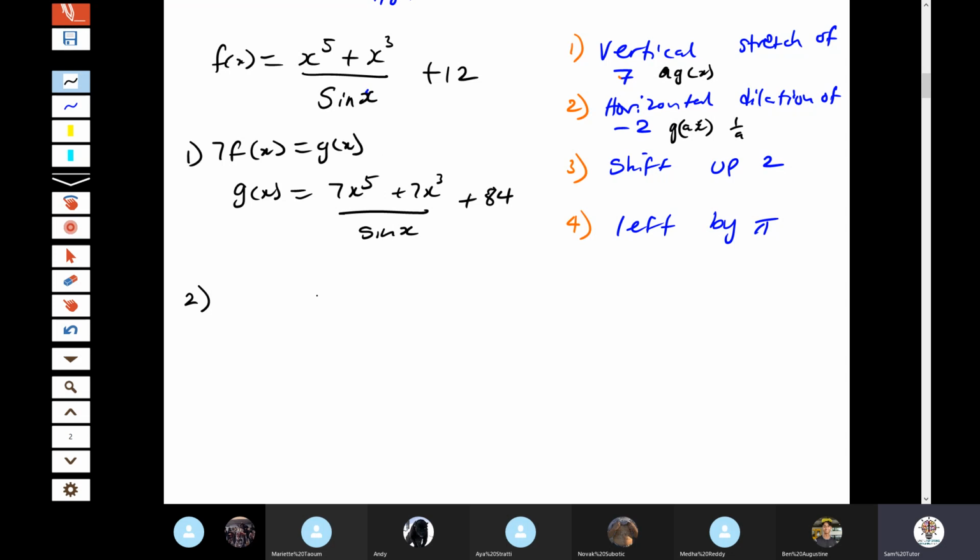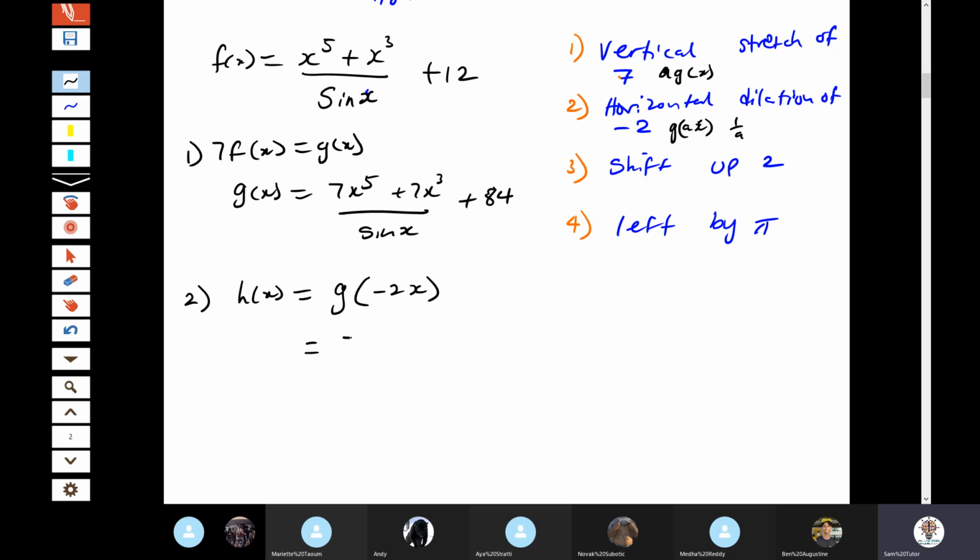Yep. Okay. Number 2. Number 2 is h of x, which equals g of negative 2x. But what do I actually sub in? Negative 2. Yeah, that's why you see me writing that. It's g of ax, but you're actually subbing in 1 on a. So it's going to look like this.